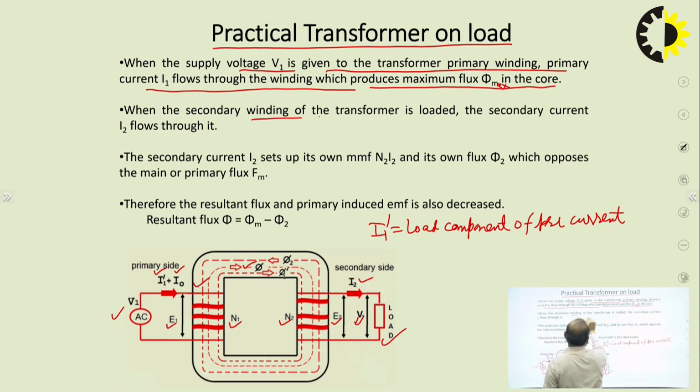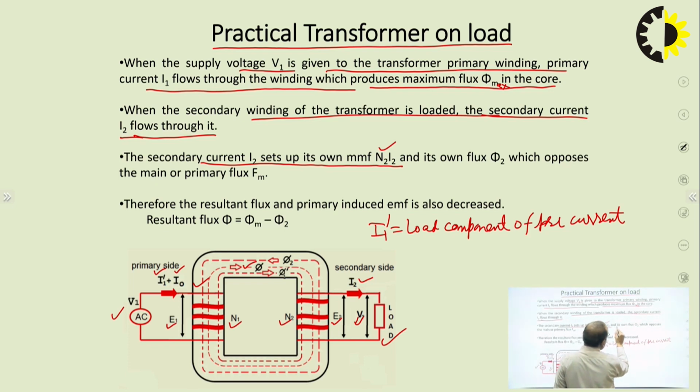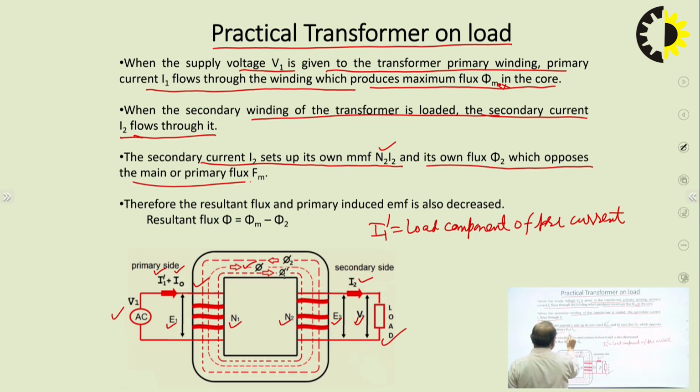When the secondary winding of the transformer is connected with some load, the secondary current I2 also passes through the secondary winding. The secondary current I2 sets up its own MMF, N2 into I2, and its own flux phi 2, which opposes the main flux or the primary flux. Then the resultant flux and the primary induced EMF are both decreased. The resultant flux now becomes phi max minus phi 2.